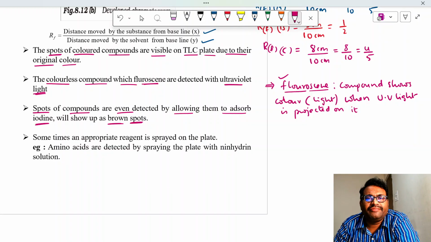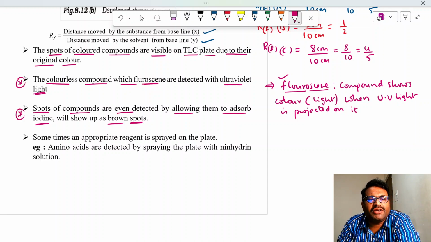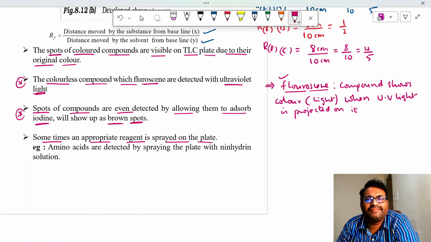Okay. So every point here is important because they can be asked in the form of statements or assertion-reason type questions. This point is important. This point is also important. Sometimes an appropriate reagent is sprayed on the plate.